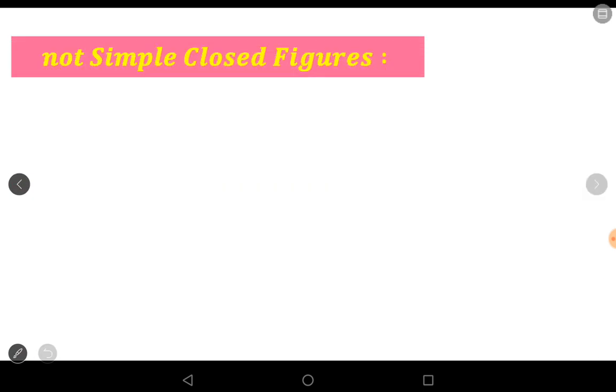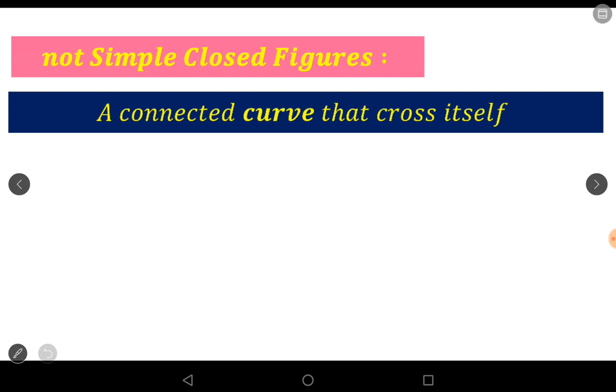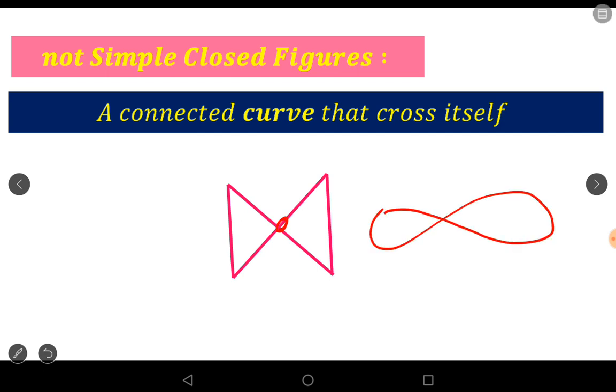Not simple closed figures. A connected curve that crosses itself. For example, one side, second side, third side, fourth side. The second side and fourth side are connected at a common point. So this is not a simple closed figure. Another one, observe here, this is also not a simple closed figure because the curve has a starting point and end point other than another common point. This one is not a simple closed figure.